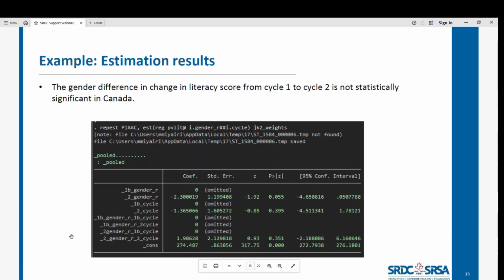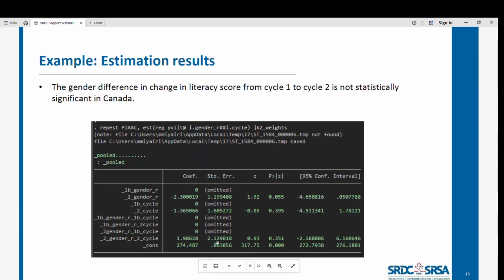And this is the estimation result. From this output, we find the difference in change in literacy score from cycle 1 to cycle 2 is about 2 points. And the standard error is 2.12. So the difference is not statistically significant in Canada. And that's about a simple demo for Stata. And now Ashley is going to discuss pooled data analysis using R.